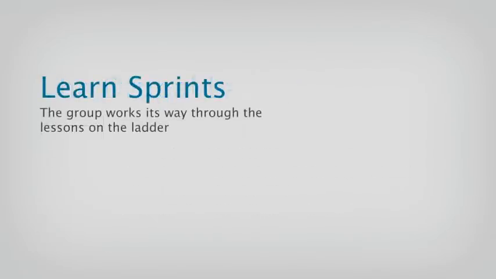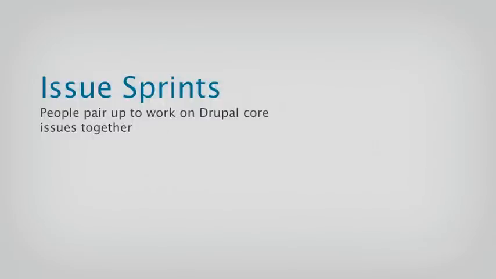The way that the group implemented this concept of a ladder in their meetups was by having a variety of sprints. There are two kinds of sprints, and the first starting point for a group is learn sprints. That is where, as a group during a meetup, people work on the lessons in the ladder together. Related to the learn sprints, you have issue sprints to actually work on Drupal core issues.